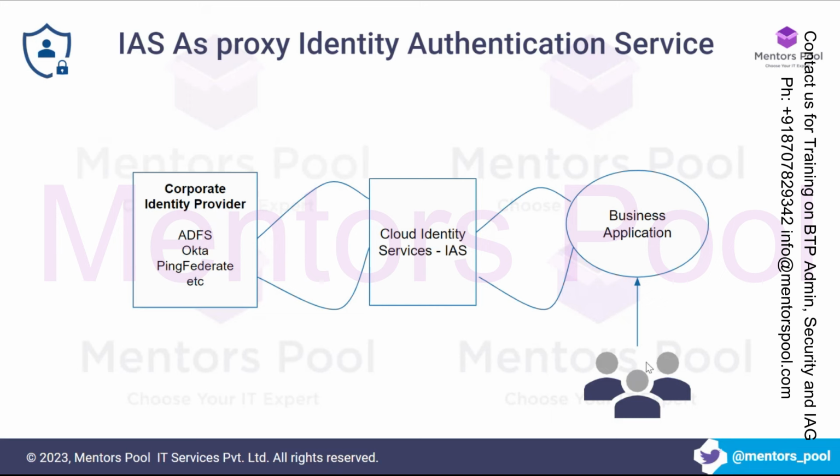In this case, whenever the user tries to log in to this business application, the authentication request will be sent to IAS. As IAS doesn't have any records because it doesn't store any identity data, it is working as a proxy authentication service. It will again raise a request further to the corporate identity provider, and now your corporate identity provider definitely has all the user records. The authentication will happen here, the response will be sent to IAS, and again IAS will send the response to the business application.